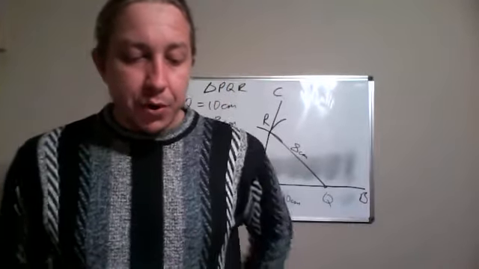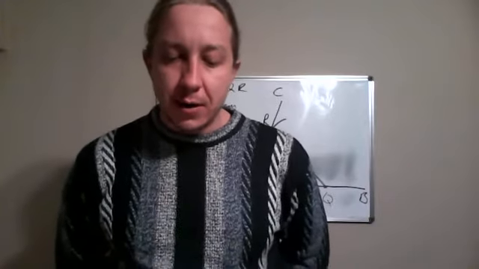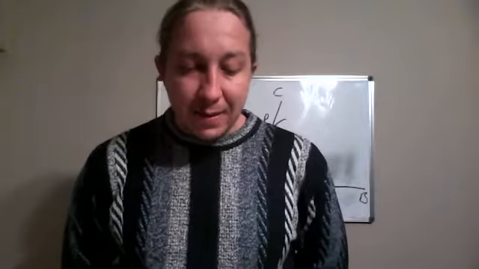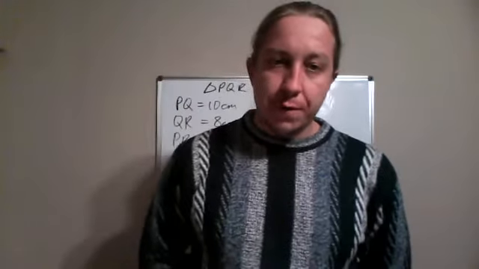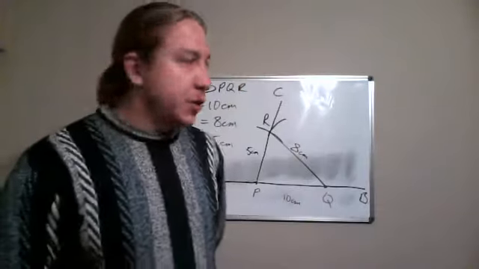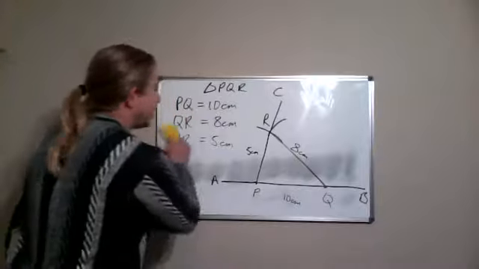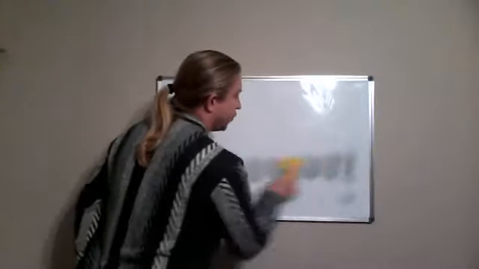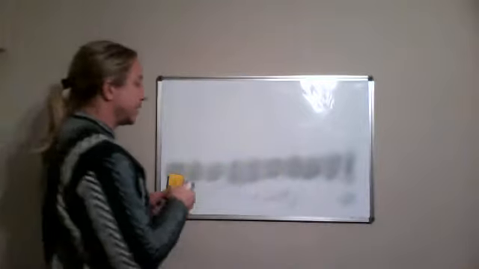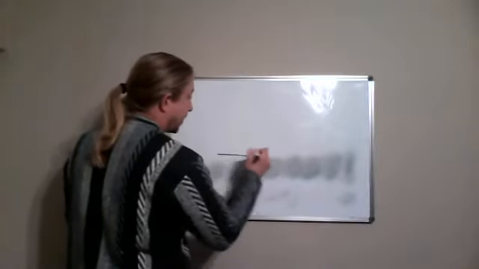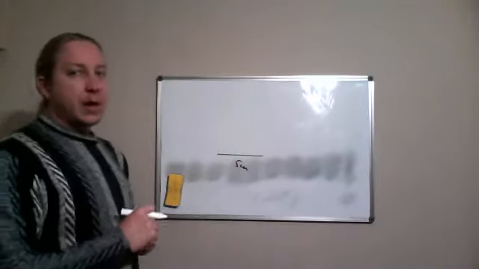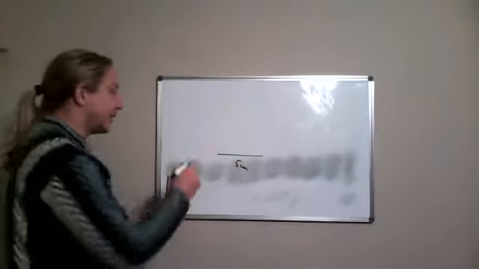The next example: you can accurately construct a triangle if you know the length of one of its sides and the size of two of its angles. So we need one side and two angles. Let's first understand what they're giving us. We can have a side that we know, let's say it's 5 centimeters, and two angles, a 30 degree and a 60 degree.